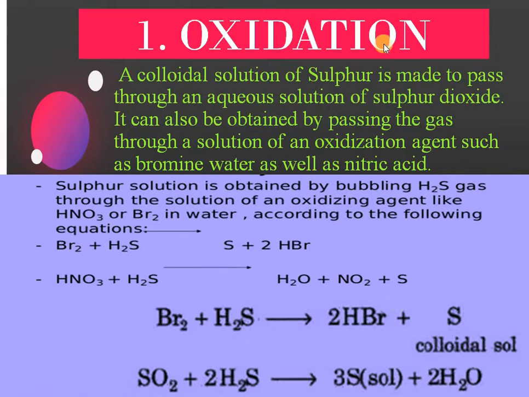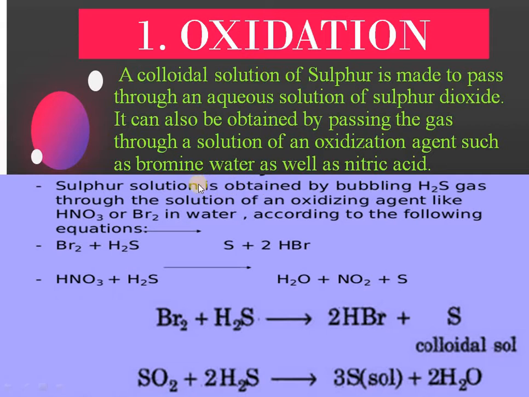I will discuss these four methods with you one by one. Our first is the oxidation method. As the name indicates, you all know that oxidation is the addition of oxygen, or we can say the removal of hydrogen. A colloidal solution of sulfur is made by passing H2S through an aqueous solution of sulfur dioxide. It can also be obtained by passing the gas through a solution of an oxidizing agent such as bromine water as well as nitric acid.